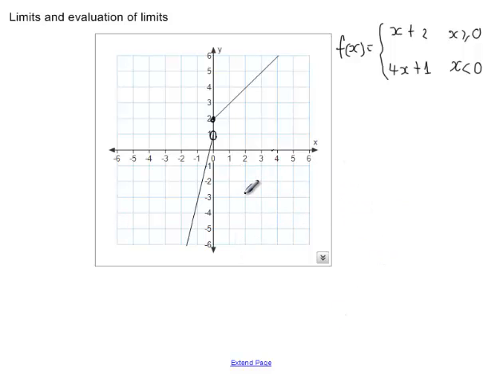So now, for this kind of function, given graphically like this, if we were to analyze the limit, let me start by analyzing the limit of f of x as x is approaching 0. Limit of f of x as x is approaching 0.